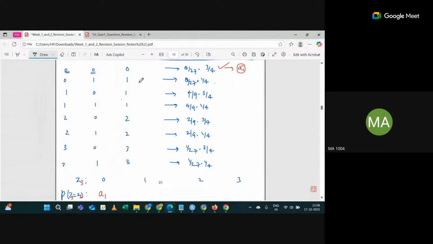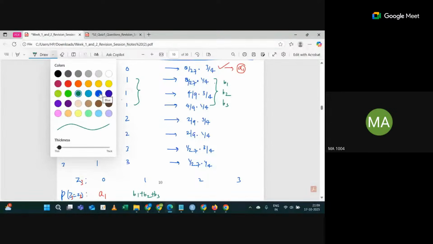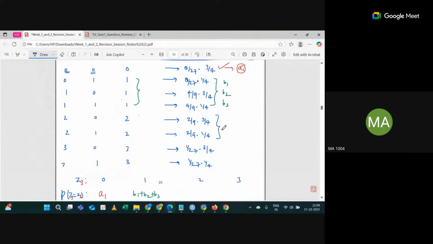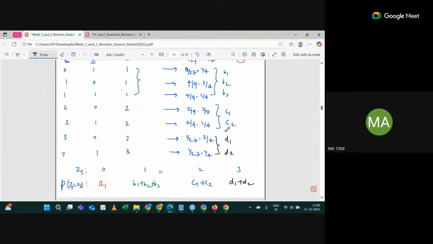There are 3 cases, right? Yes, these are the 3 possible values. So let's say I'm writing B1, B2, B3. So this will be B1 plus B2 plus B3. Would you agree with me? Let me use some other color. Let's say blue itself. For 2, there are 2 cases, right? Let's say C1 and C2. So for 2, it will be C1 plus C2. And for 3, let's say D1 or D2, so D1 plus D2. Now this is something basically you can do directly.